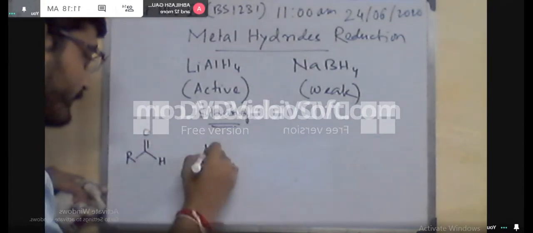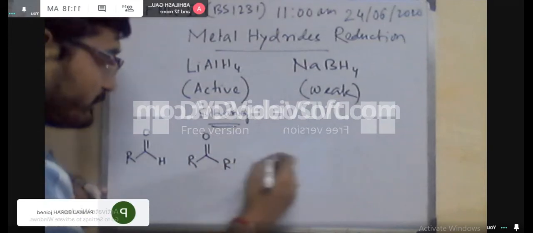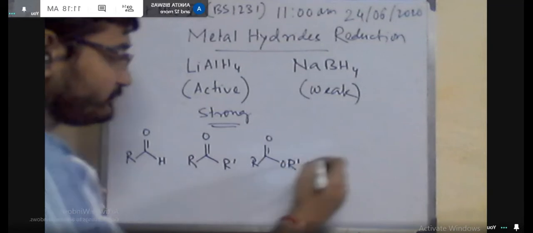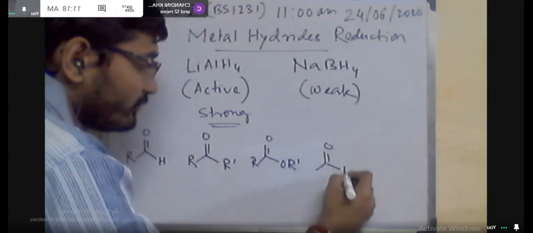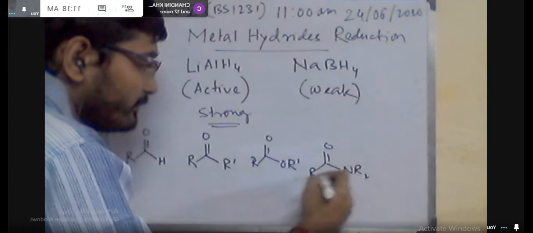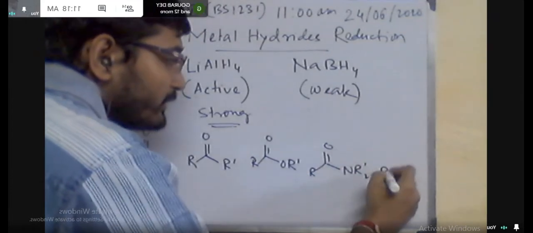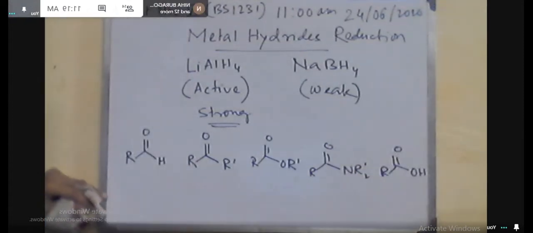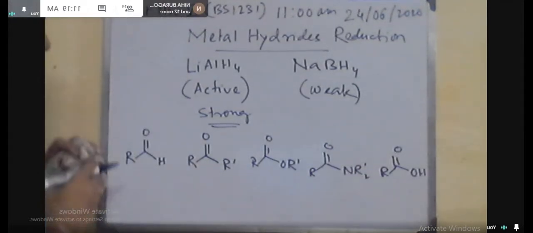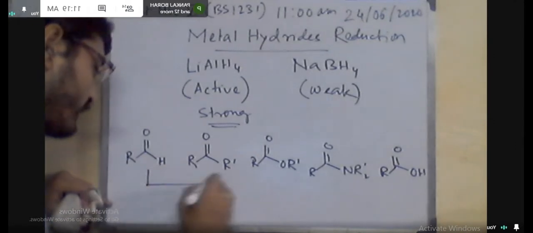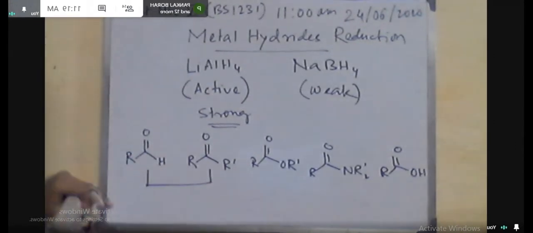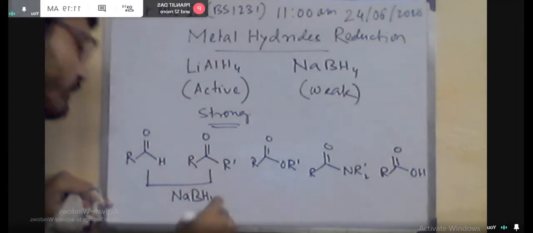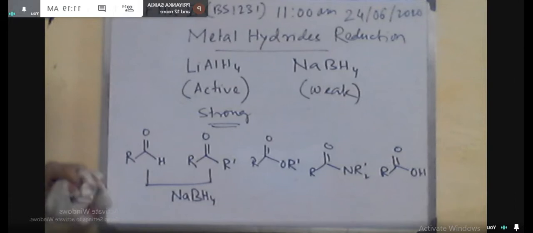Now in this functional group, sodium borohydride can reduce only the aldehyde and ketone. It will be reduced by only sodium borohydride. Sodium borohydride does not have any ability to reduce the other functional groups here. But lithium aluminium hydride can reduce the whole series of the carbonyl group. Up to this, it can easily reduce.